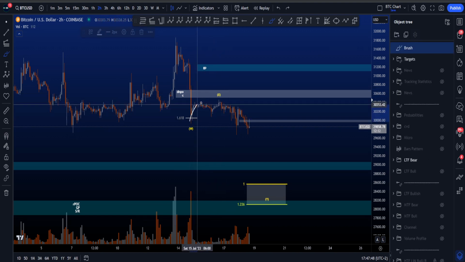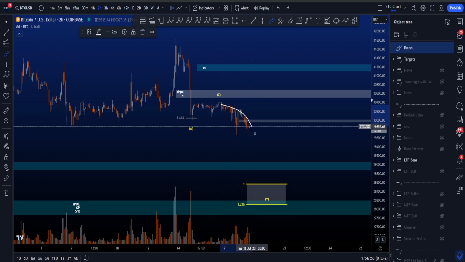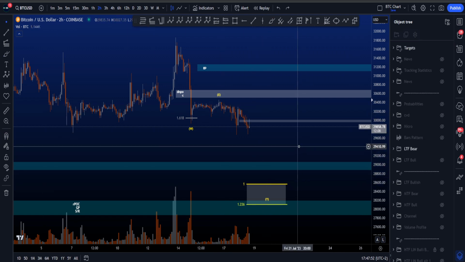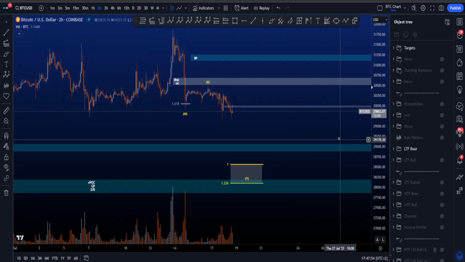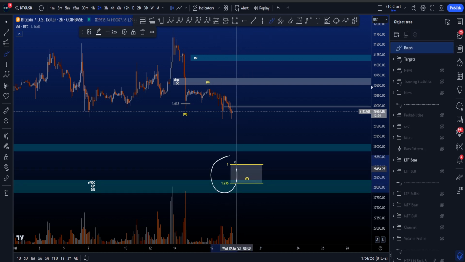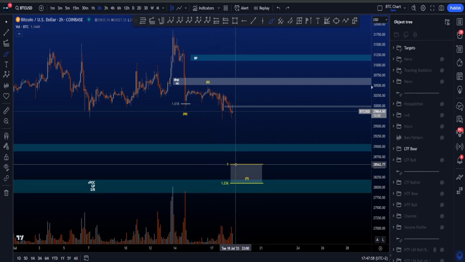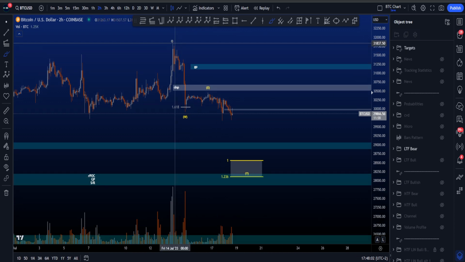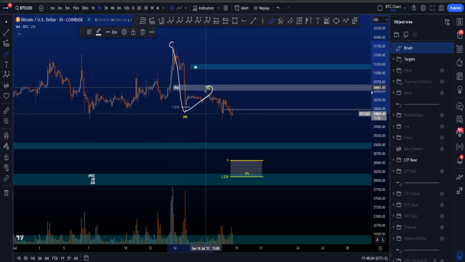Inside of wave X, we then have this three-wave structure, and we are now looking for a move to the downside for wave Y, where the most common target area for wave Y is between the 1 and the 1.236, sitting between 28.5k and 28.1k, pulled from the high to the low of W to the high of X.